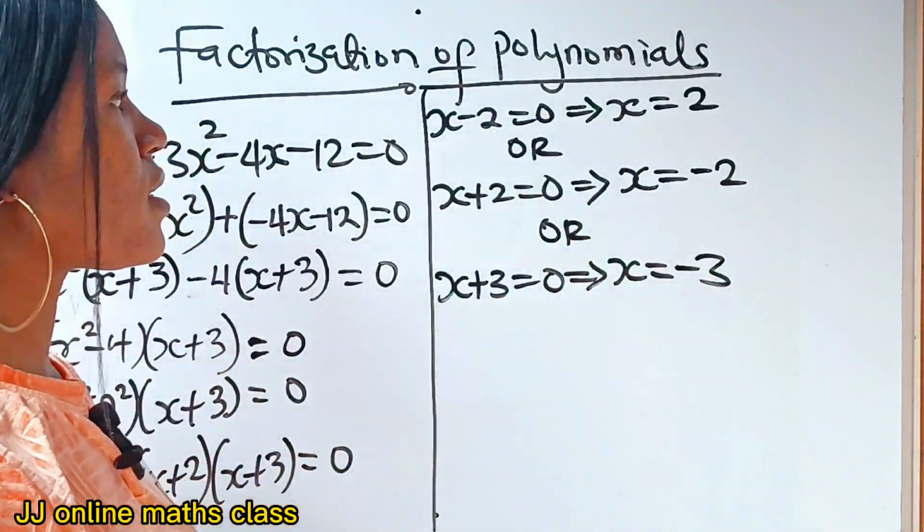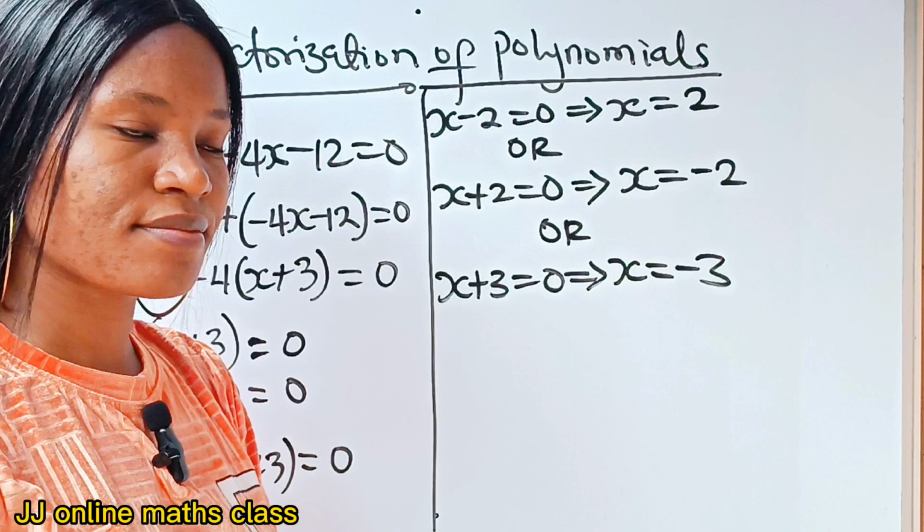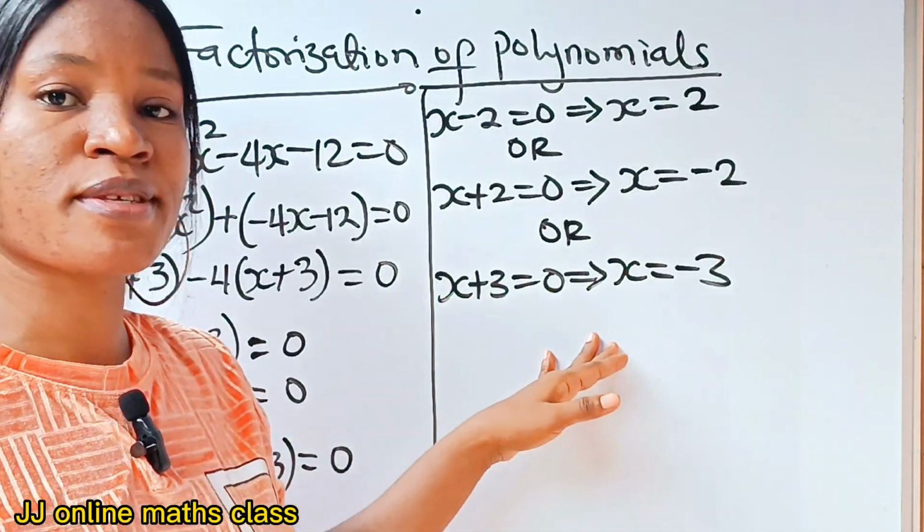Minus 3. So these are the three values of our x. That is the first method.